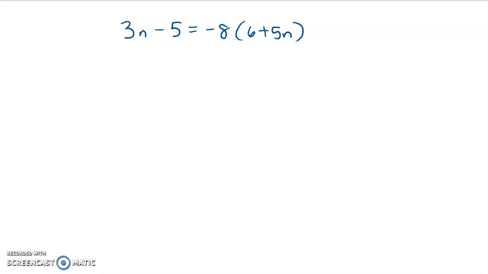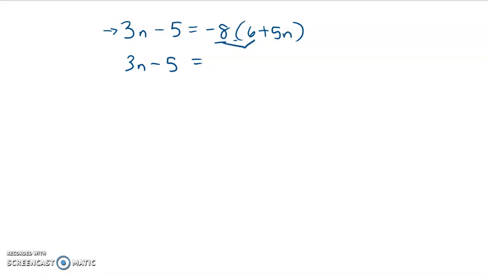Alright, let's solve this equation. So distribute, combine, isolate, solve. First I'm looking for distribution. On the left side, there's nothing to distribute, so I'm just going to rewrite 3n minus 5 equals. On the right side, I do have distribution because there's a number by that parenthesis, so I'm going to have to distribute negative 8 times each thing inside.